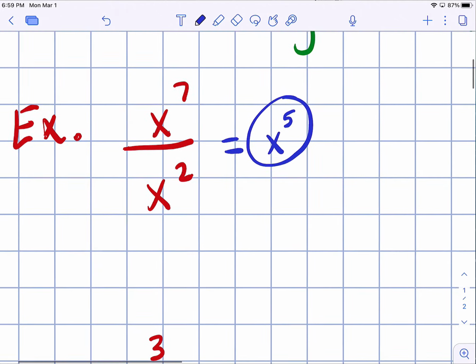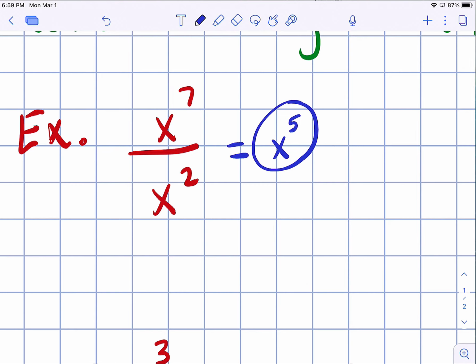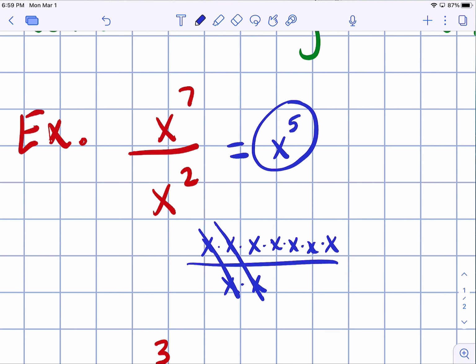Okay, so if I would, again, same way, if I would expand this all the way out, all 7 of these x's, 3, 4, 5, 6, and 7, over 2 of them here, and just cross off the ones that match up with each other, you can see that there are 5 left right there. Which is why, instead of doing that, we just need to remember that when we're dividing, all we got to do is subtract the exponents and we're good to go.